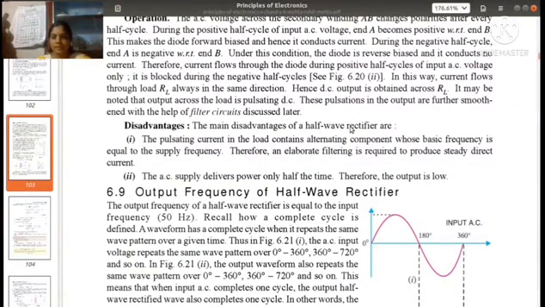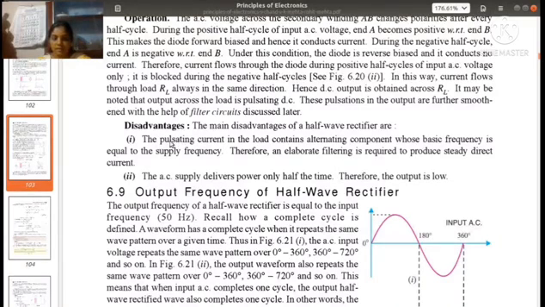So this pulsation in the output can be smoothened with the help of filter circuits, which will be discussed later. And this is the main disadvantage of this half wave rectifier, that is, a pulsating current is the output, that is, the AC supply delivers power only half the time.